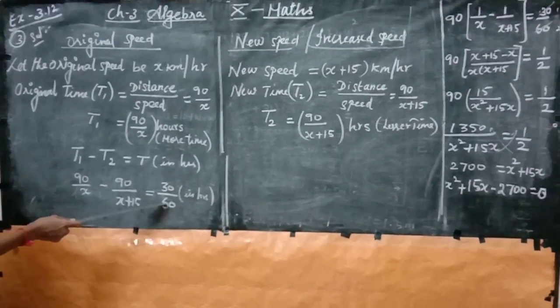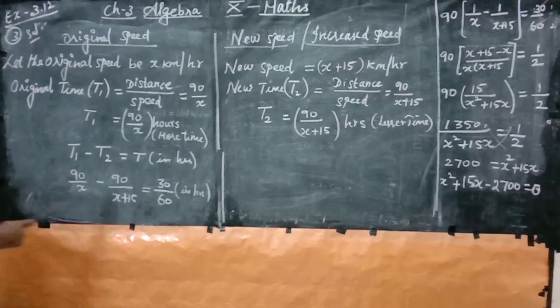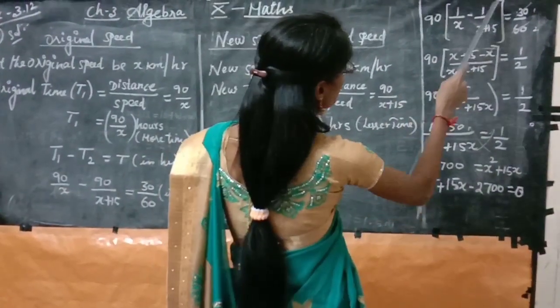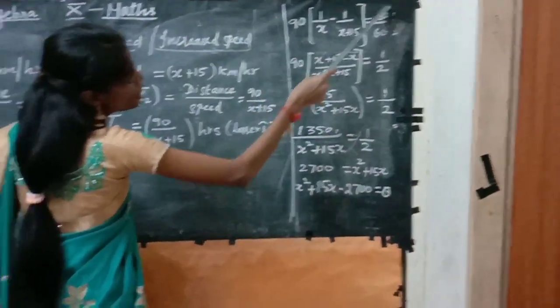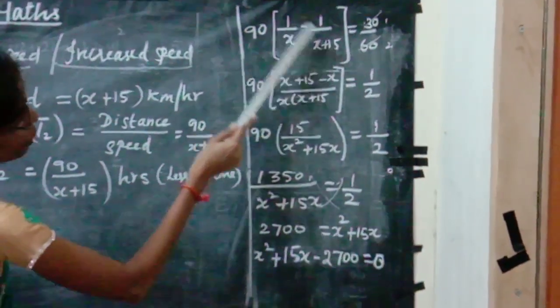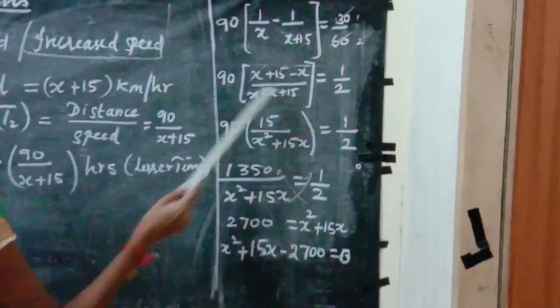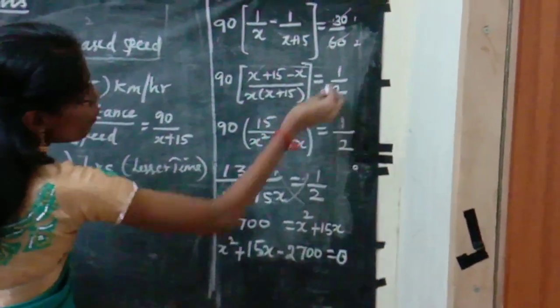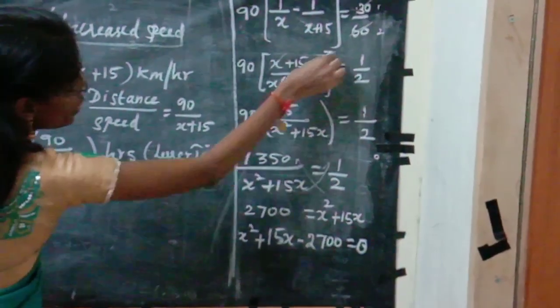So 30 by 60. Taking out 90 as common: 90 into 1 by x minus 1 by x plus 15 is equal to 30 by 60. Simplify it, 1 by 2. 90 times cross multiply, x plus 15 minus x divided by x into x plus 15, is equal to 1 by 2. Here x minus x cancels.